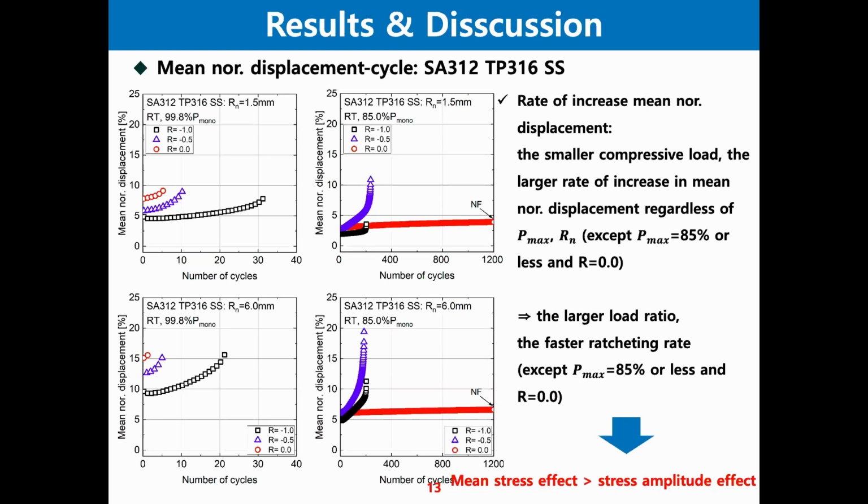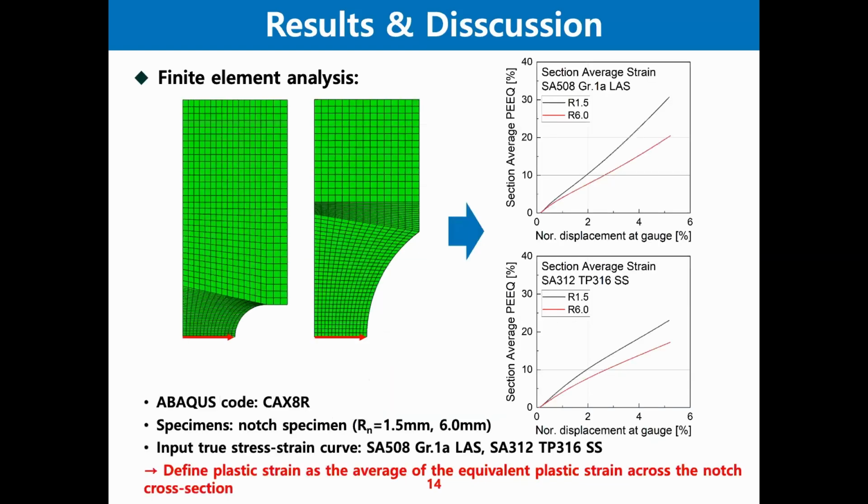The result for stainless steel shows that as the load ratio decreases, the ratcheting rate becomes slower, which means that the effect of the increasing mean stress was greater than the effect of decreasing stress amplitude. However, the normalized displacement is not representative of the strain in the notch section.